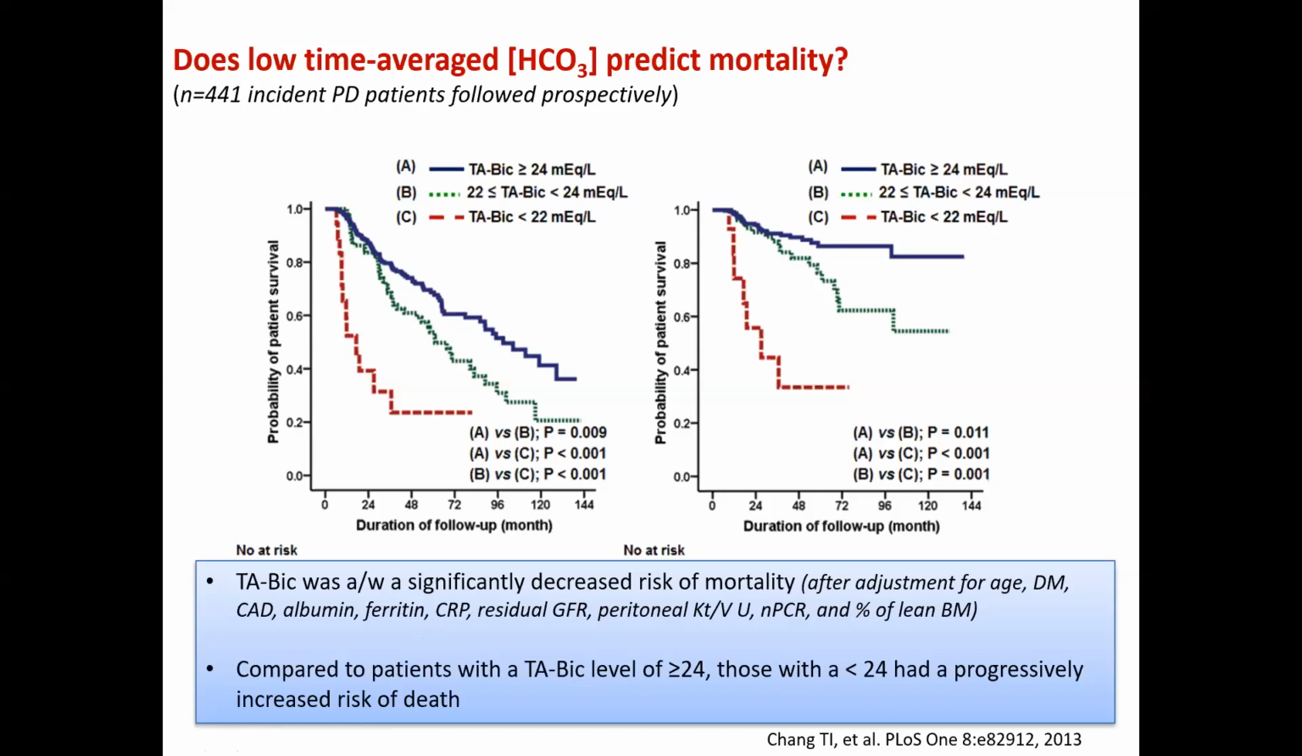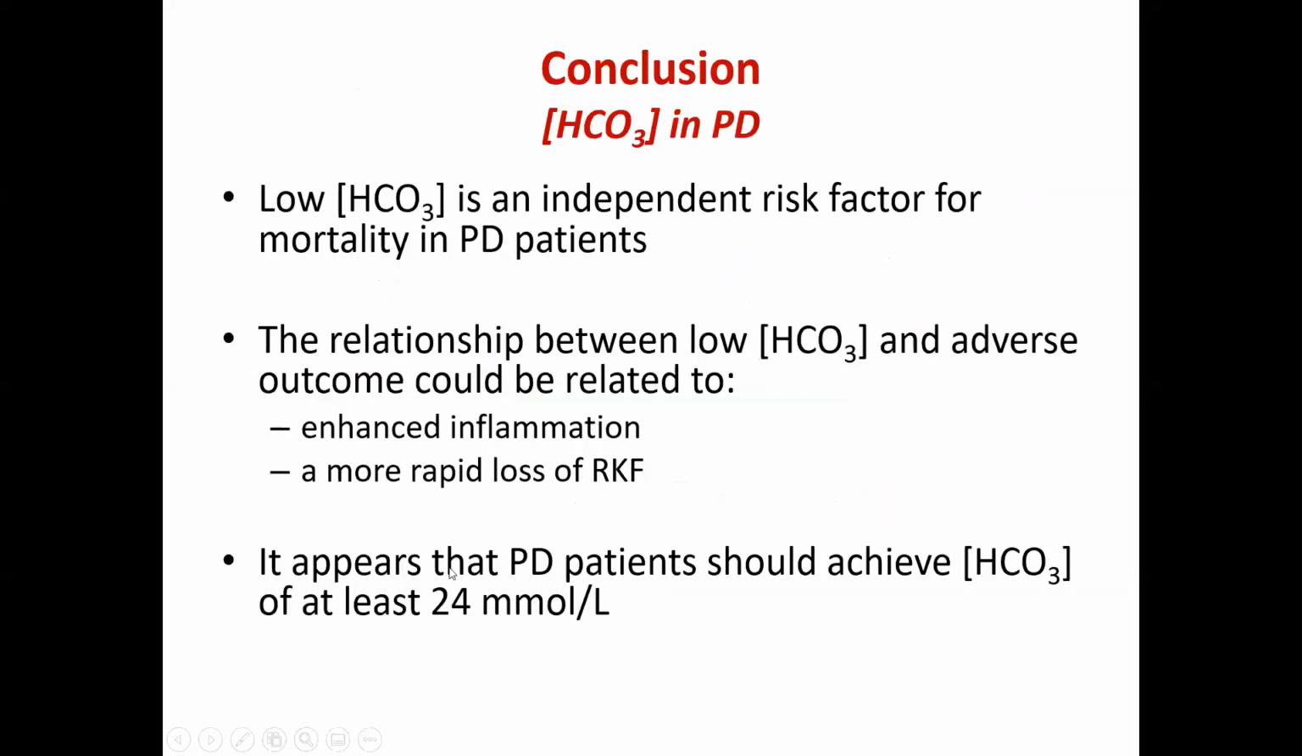And again, all that I'm showing you right now are studies that are focused on PD patients, not general dialysis patients. All right. So the conclusion is that low bicarbonate seems to be an independent risk factor for mortality in these patients. The relationship between low bicarbonate and adverse outcome could be because of enhanced inflammation or because of more rapid loss of residual kidney function. And it appears that we should try to achieve a bicarbonate of at least 24 or higher in PD patients.